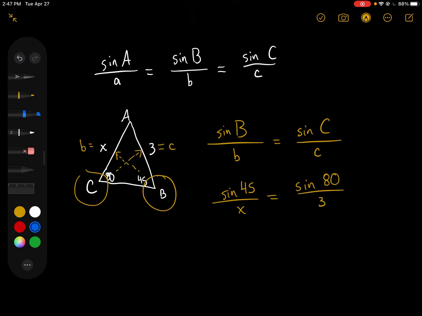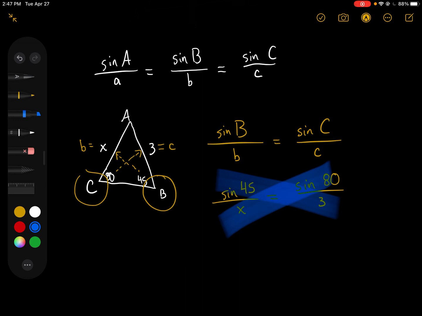So we know that angle B is 45. We know that side b is x, so that's what we're trying to solve for. We know that angle C is 80. And we know that side c is 3. So now it's time to solve. How do we solve something like this? Well, we have an equal sign and we have two fractions. So actually, just like we were doing solving trigonometry before, that set us up for success here. We can cross multiply. So in this case, we're going to have 3 times the sine of 45 equals x times the sine of 80. And we want to get x alone.